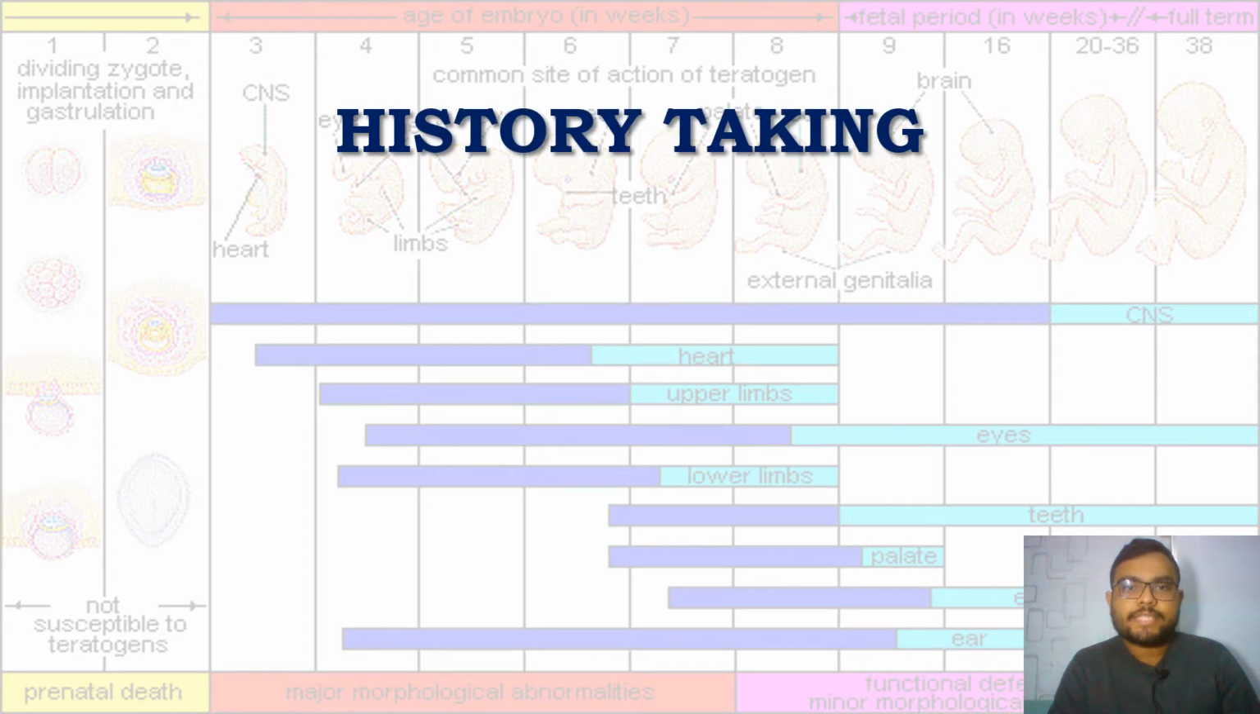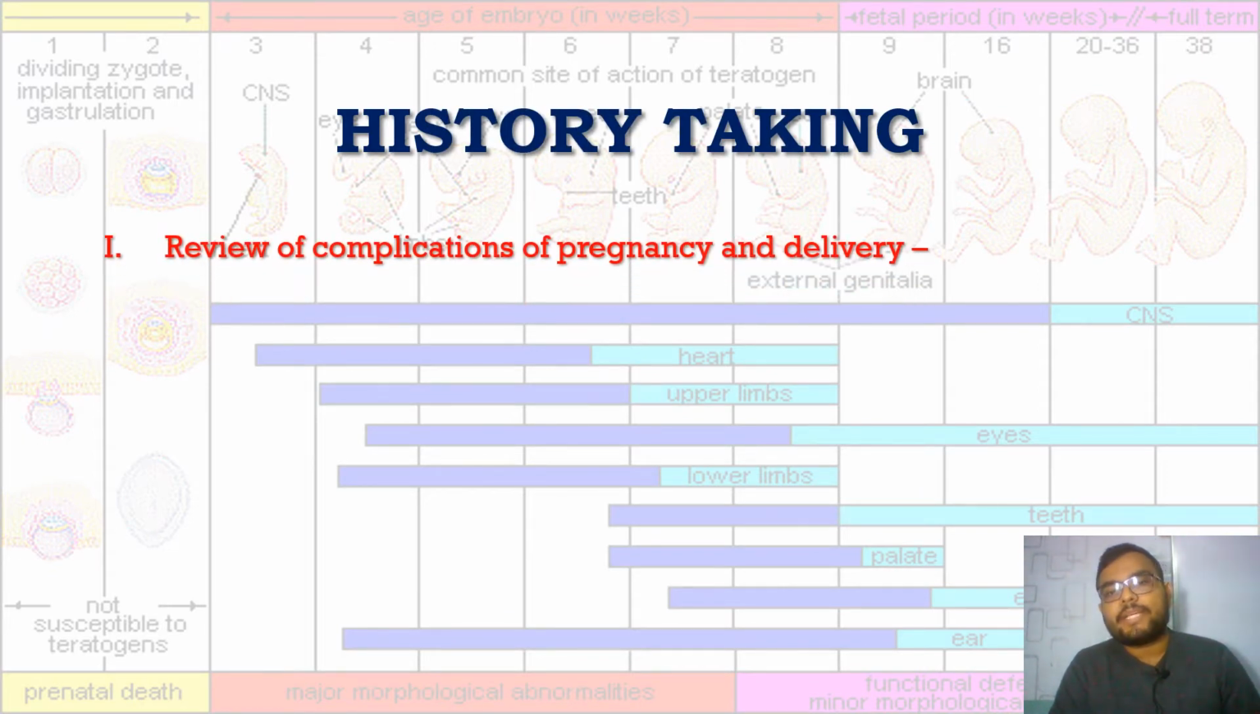So now comes your history taking. Under this, you first need to note down the review of complications of pregnancy and delivery, like preeclampsia, gestational diabetes, and so on. Then comes your birth weight, that is the weight of the baby at the time of birth.